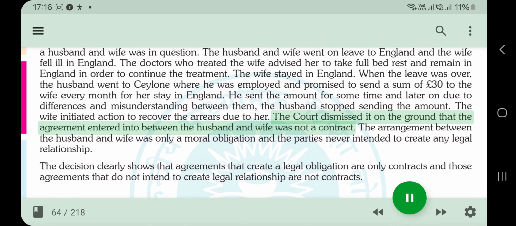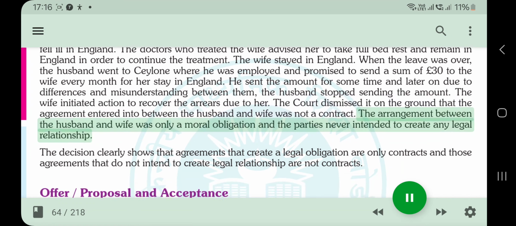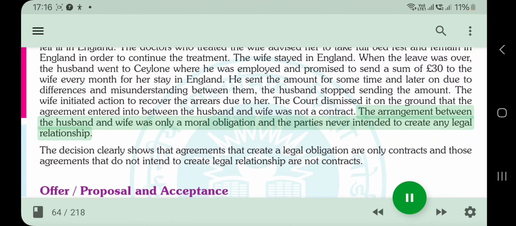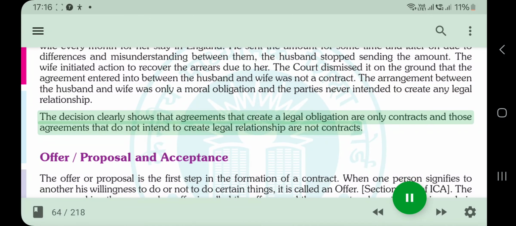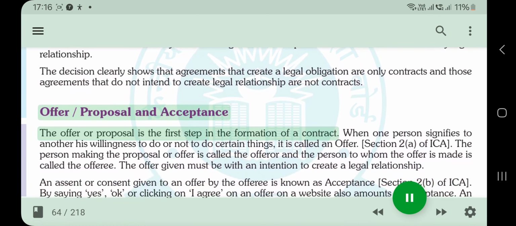The court dismissed it on the ground that the agreement entered into between the husband and wife was not a contract. The arrangement between the husband and wife was only a moral obligation, and the parties never intended to create any legal relationship. The decision clearly shows that agreements that create a legal obligation are only contracts, and those agreements that do not intend to create legal relationship are not contracts. Offer, proposal and acceptance.